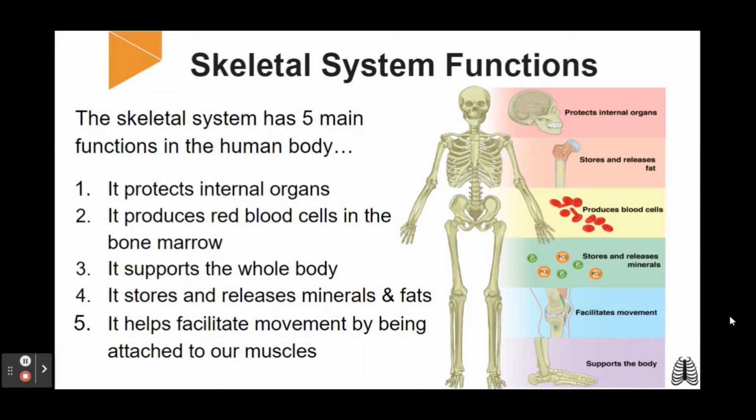Okay, so the skeletal system functions. The skeletal system has 5 main functions in the human body. Number 1, it protects internal organs. Number 2, it produces red blood cells in the bone marrow. Number 3, it supports the whole entire body. Number 4, it stores and releases minerals and fats. And number 5, it helps facilitate movement by being attached to our muscles.